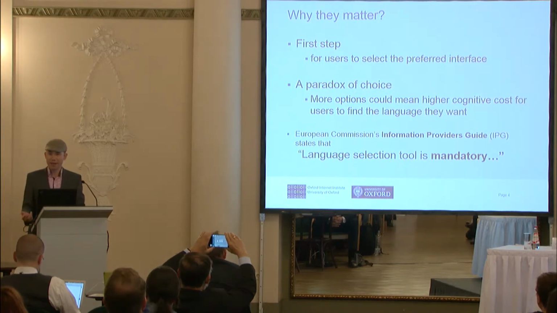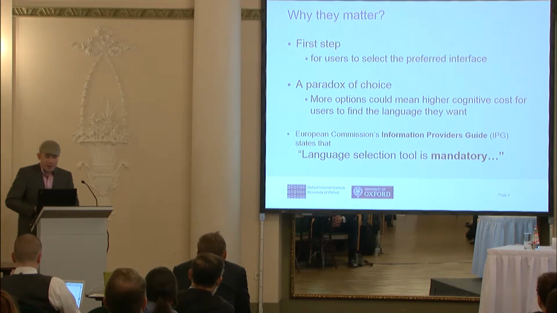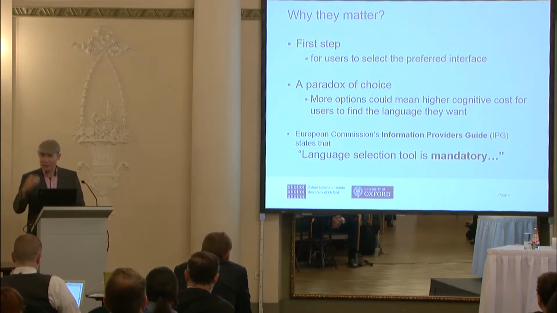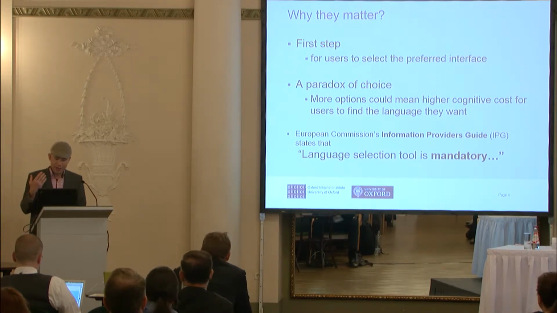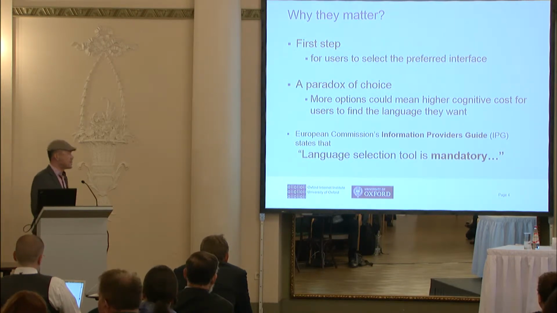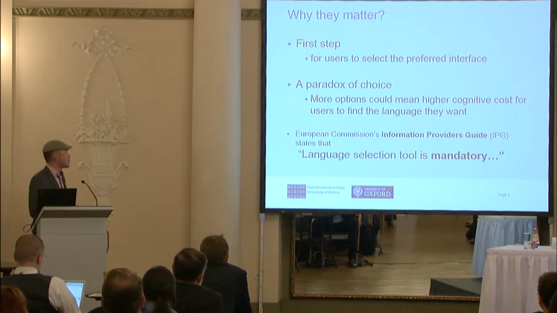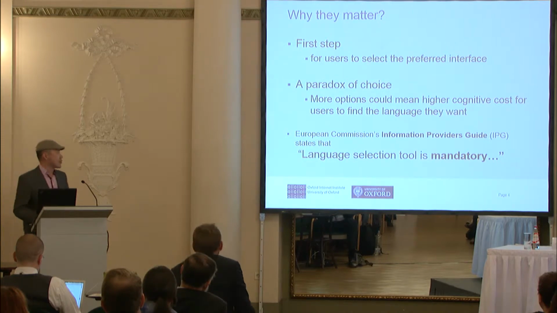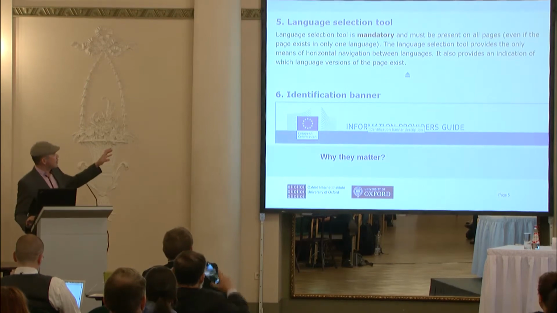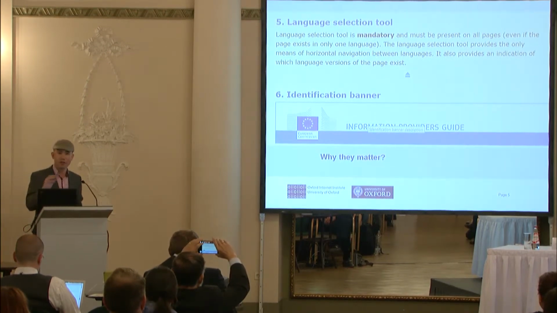The more choices you have, it could mean higher cognitive costs for users to find the language they want, especially when the order is arbitrary, and whether it's name-based or code-based. And also in the European context, it is important because according to the European Commission's Information Providers Guide, a language selection tool is mandatory. But right now, the language selection tool is included here as a template for everyone to use.